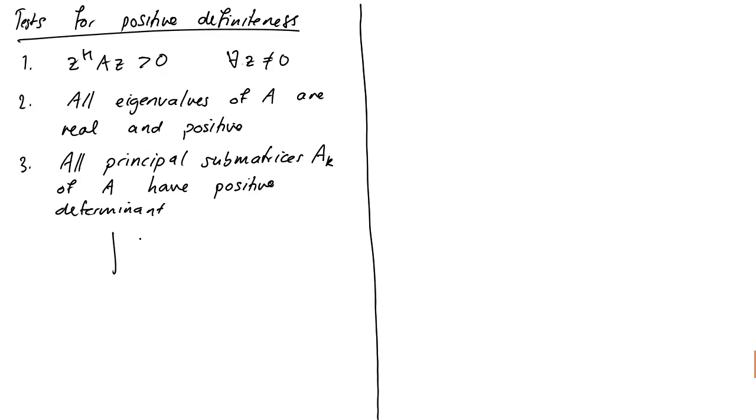Okay, so what does that one look like? Well, if our matrix is m by m, then A_k is this submatrix here, which is k by k. So if we go through and work out all of these submatrices and compute the determinant, then that tells you that your matrix is positive definite. Okay, another one.